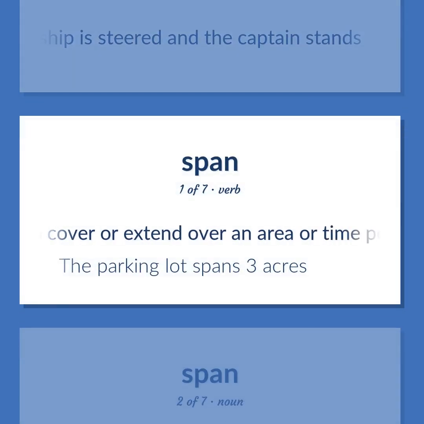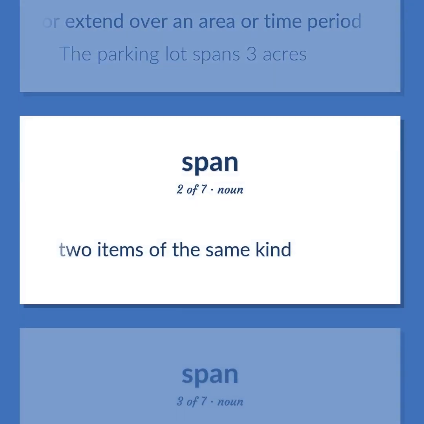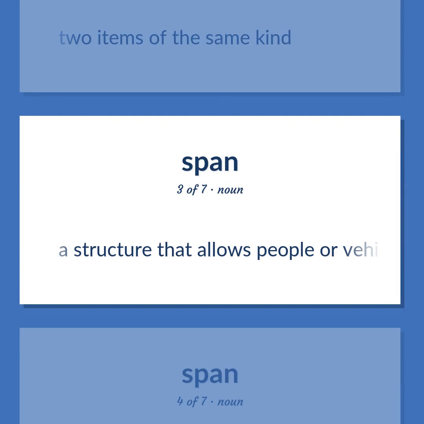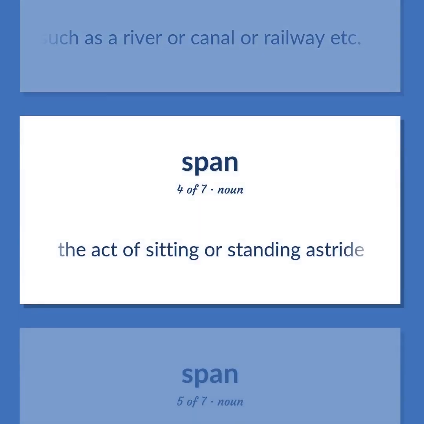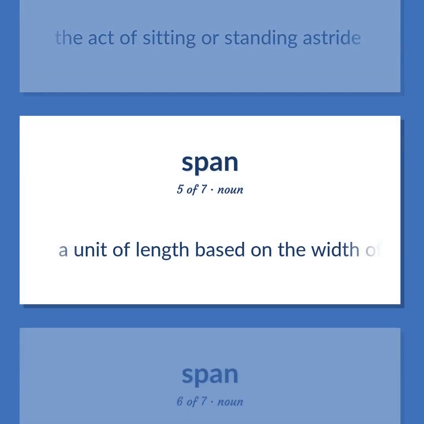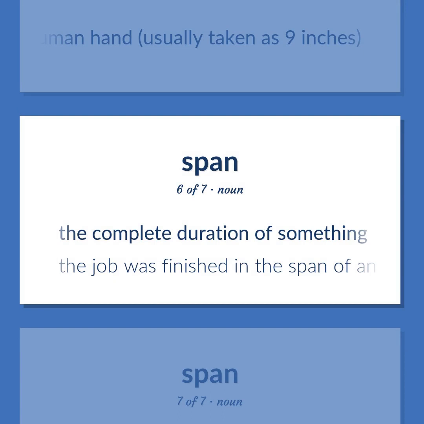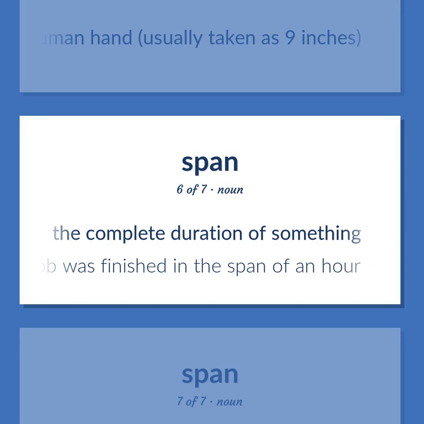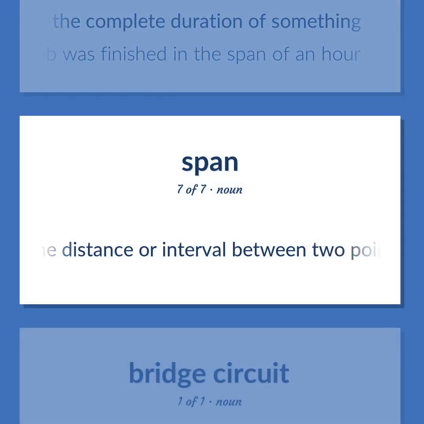To cover or extend over an area or time period. The parking lot spans 3 acres. 2 items of the same kind. A structure that allows people or vehicles to cross an obstacle such as a river or canal or railway, etc. The act of sitting or standing astride. A unit of length based on the width of the expanded human hand, usually taken as 9 inches. The complete duration of something. The job was finished in the span of an hour. The distance or interval between 2 points.